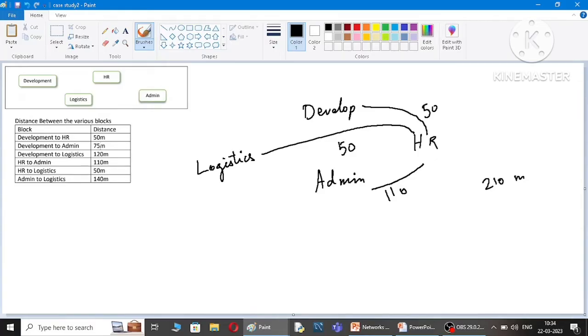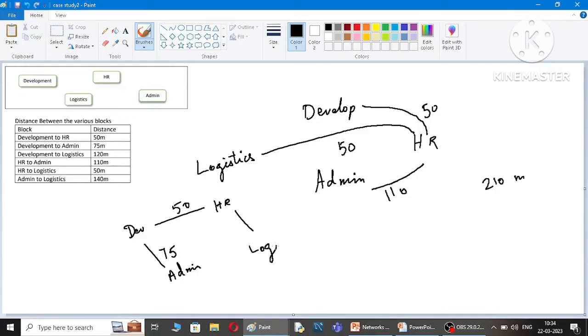50, 50, 175, maybe if it is possible, we'll try it. Development to HR is 50. Development to admin is 75.